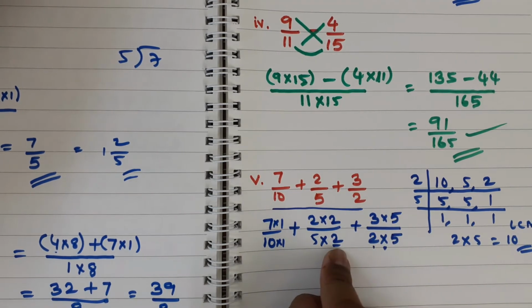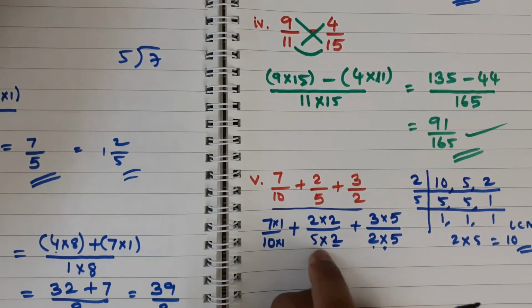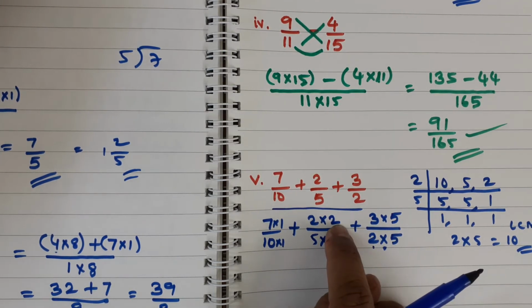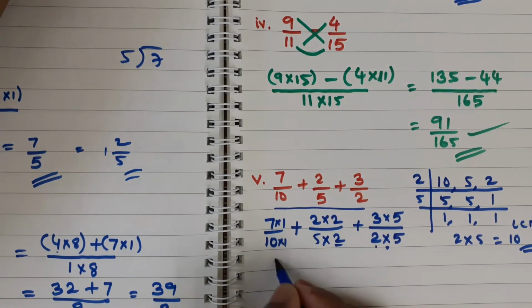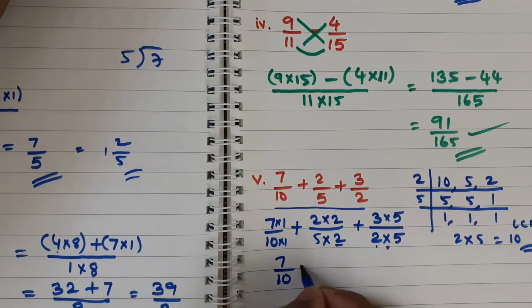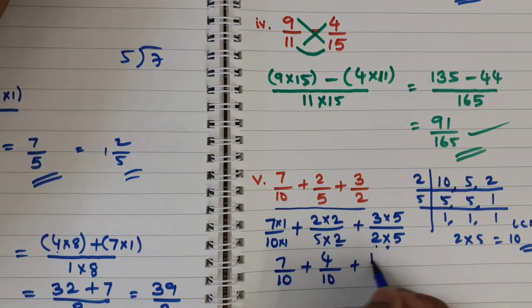What you are multiplying in the denominator, the same number you should multiply in the numerator. Don't use any other number here, 2 and sometimes here 3, 4, not like that. Which number we are multiplying in the denominator, the same number you should multiply to the numerator. So here also same, 2 into 5 is 10, the same 5 is multiplied in the numerator. Let us do here. So 7 upon 10 plus 2 into 2 is 4 upon 5 into 2 is 10. So 4 upon 10, 3 into 5 is 15, 2 into 5 is 10.